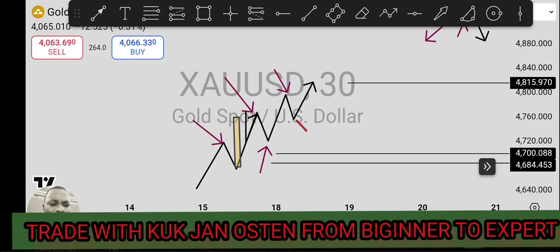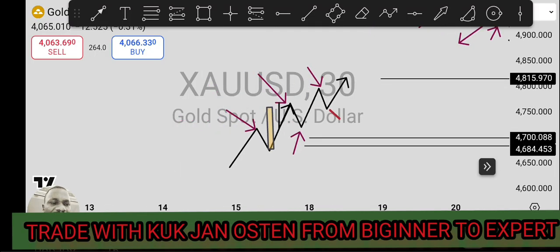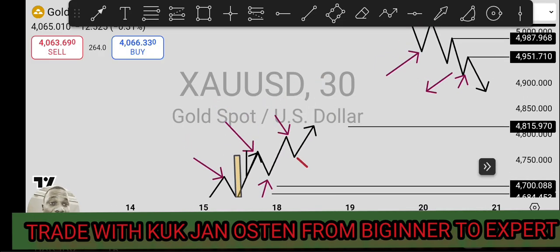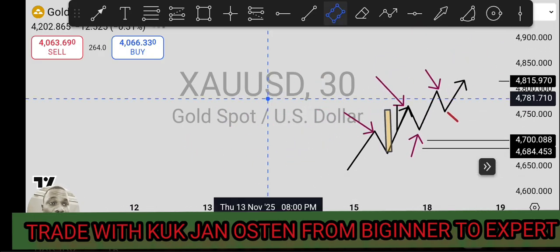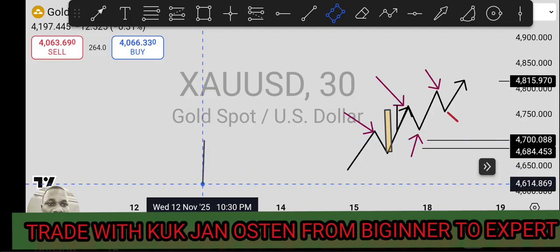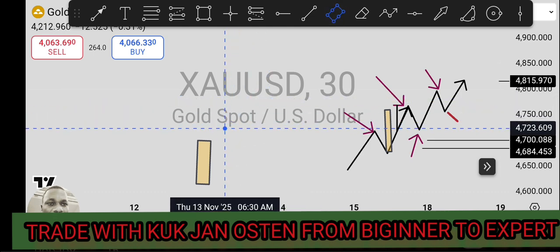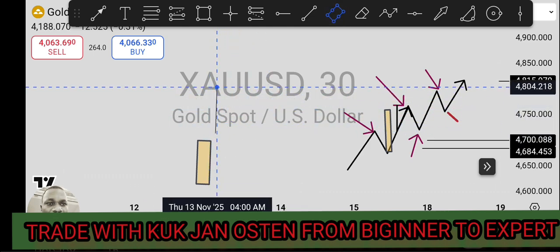At some point we are also going to see a fair value gap. When price moves very fast, it is going to leave gaps which are not filled. So there's some sort of imbalance in the movement. When prices are running rapidly like this, we are going to see a fair value gap. Those gaps are being left in the market.